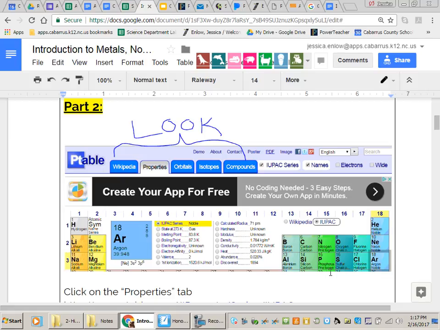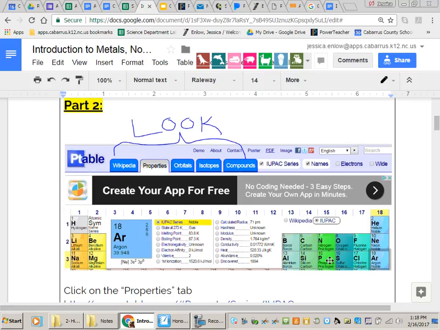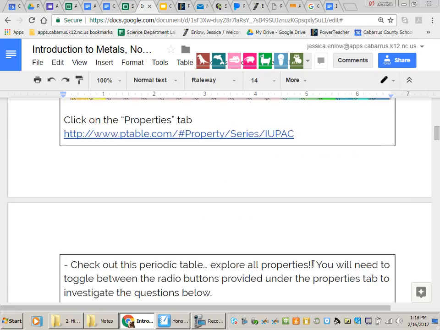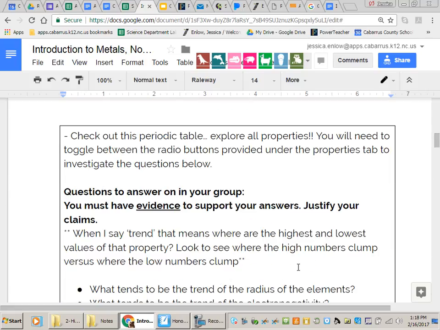This can be submitted as a group. If you want somebody to be typing on a Google Doc or you want to handwrite it, that's fine. When you click on the link right there, it'll offer you a couple of radio buttons: electronegativity, atomic radius, electron affinity, and ionization energy. When you click on the buttons, you're going to have to explore the trends, the patterns you see across the periodic table of those 4 characteristics.